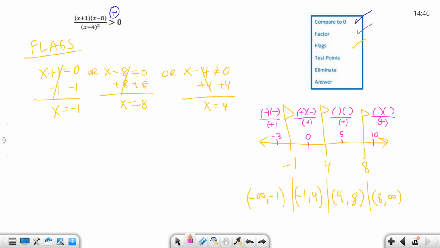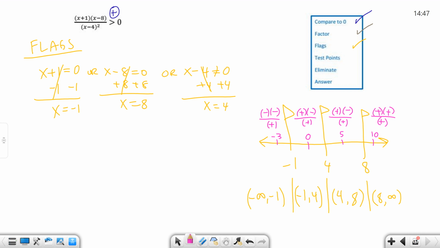And then 5, plug in 5. 5 plus 1 right here is 6, which is positive. 5 minus 8 is -3. It's negative. So you got positive and negative. And then 5 minus 4 is 1. It's positive. And you square a positive, it's still positive. Got it written there. We already talked about squaring it. It's going to be positive. And then 10. 10 plus 1 is positive. 10 minus 8 is positive. And then 10 minus 4 is 6, which is positive. But when you square it, it's still positive.